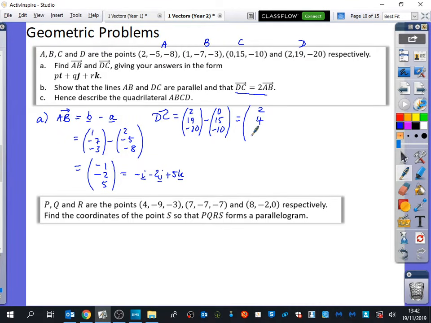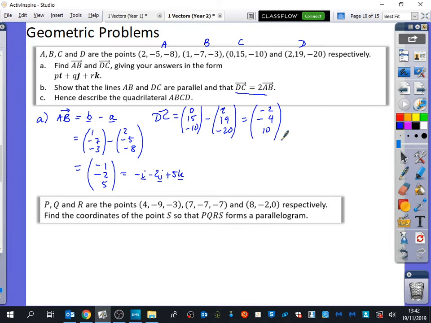And I did it the wrong way, yes. So actually, it shouldn't be that, take away that. It should be C take away D. Thank you for pulling me up on that. So C minus D: 0, 15 minus 10, minus 2, 19 minus 20. It should be a 2. And that's minus 2, minus 4, 10.